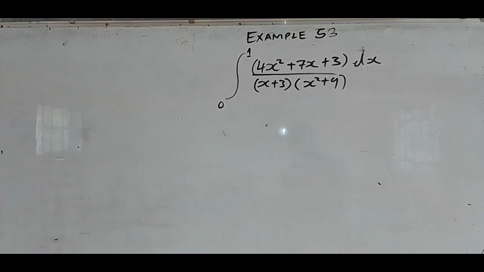Example number 53. Evaluate the integral of 4x squared plus 7x plus 3 over (x plus 3)(x squared plus 9) with respect to x. Now this one is direct. This one is very direct.